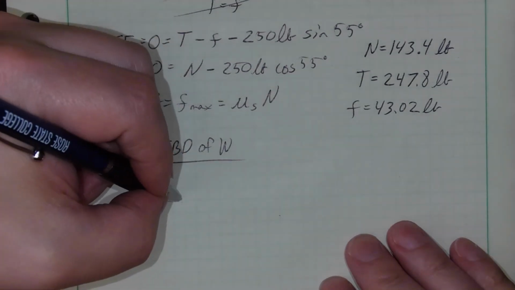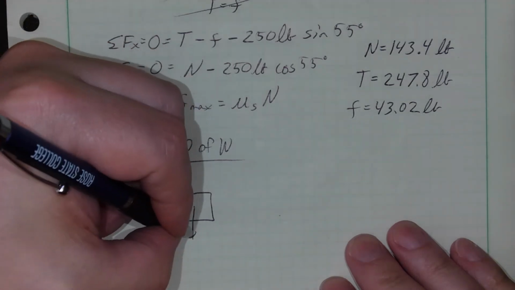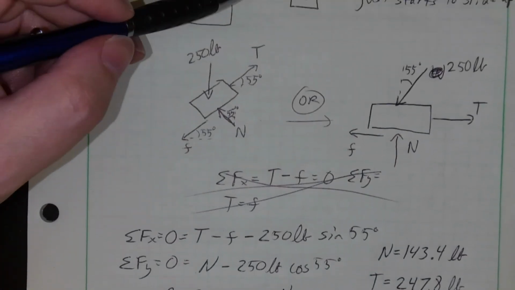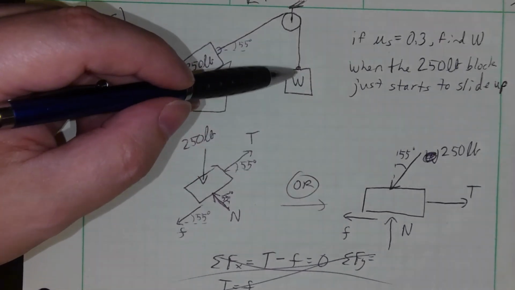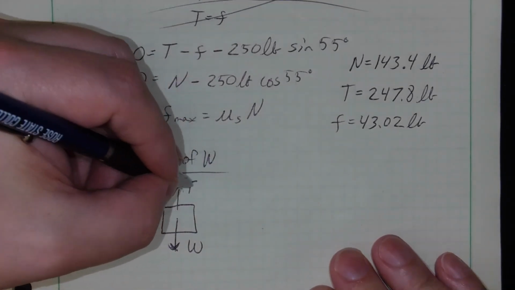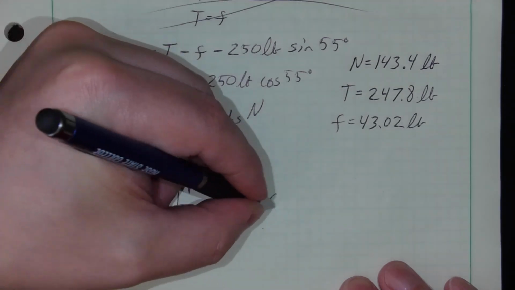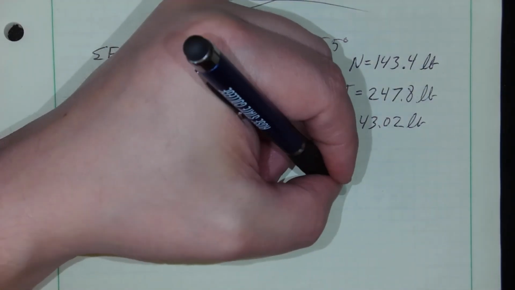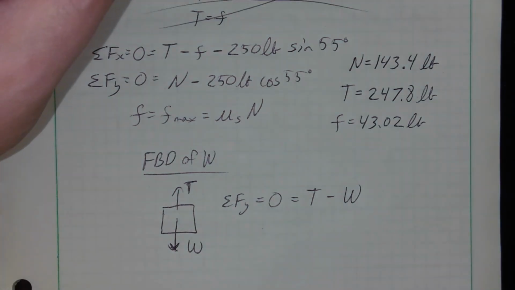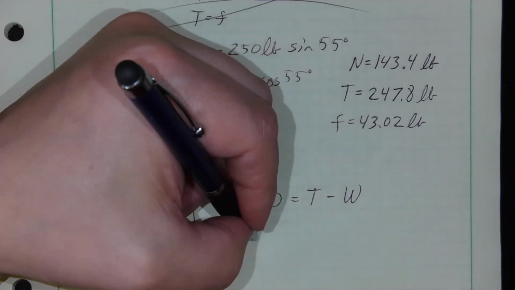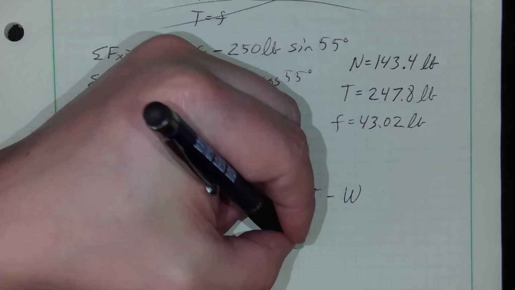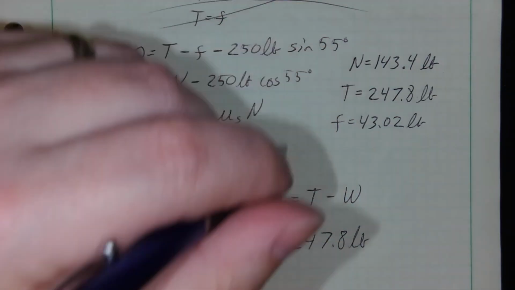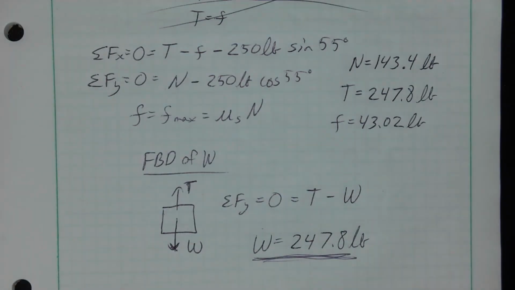So I could have started with a free body diagram of W. Now I looked ahead and said, you know what? I can't find anything useful here. What I can do is say, well, what forces are applied to this block out here? Well, the weight and the tension. And assuming it's right at the point where it's in equilibrium, just barely starting to break loose, that means this tension has to be the same as the weight. Well, if that's the case, and I've already found this tension, that tells me the weight is going to be about 247.8 pounds, the same as this tension up there.